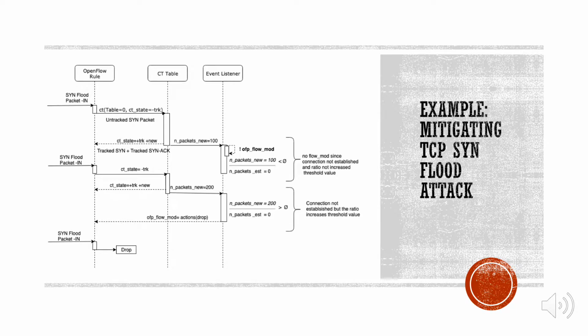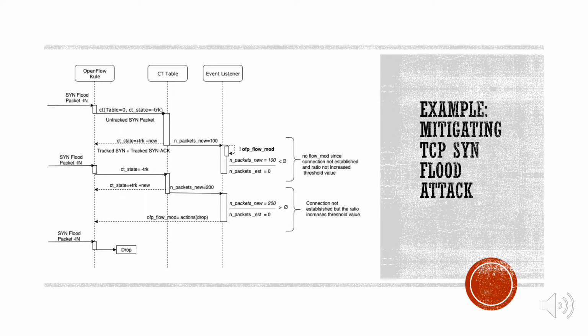So let's take a look at the TCP SYN flood attack and how our proposed solution is going to help in mitigating it. A SYN flood packet comes into our Open vSwitch, and our OpenFlow rule is such that ct_state equal to -trk will set the packet to untracked, and it will be committed to the conntrack module where it will start tracking. From there our event listener will check for the events happening inside the CT table, and it checks that the number of new packets is 100, whereas there are no established packets corresponding to it, which means that the host has sent only a SYN packet, and now it's time for our SYN-ACK to be sent from our side.